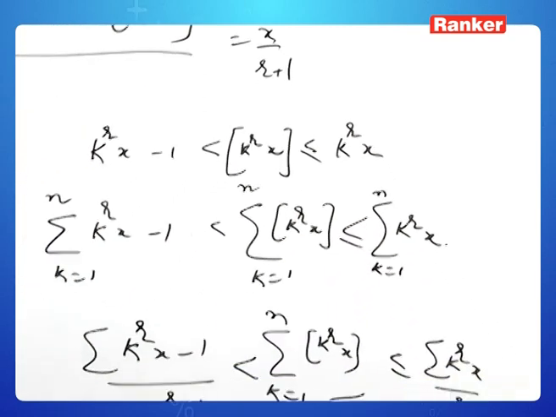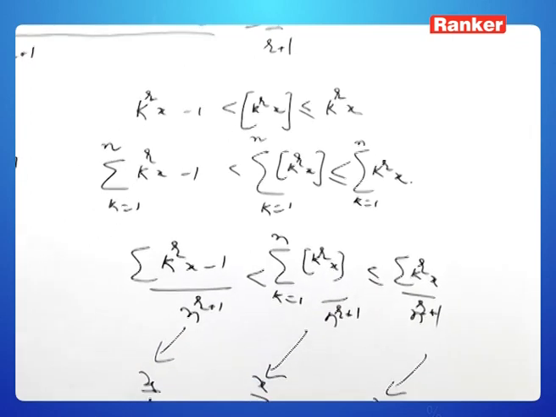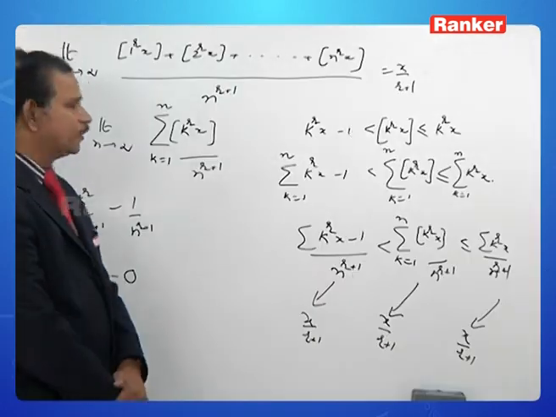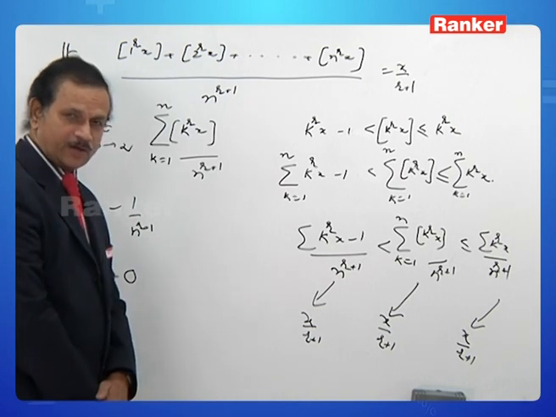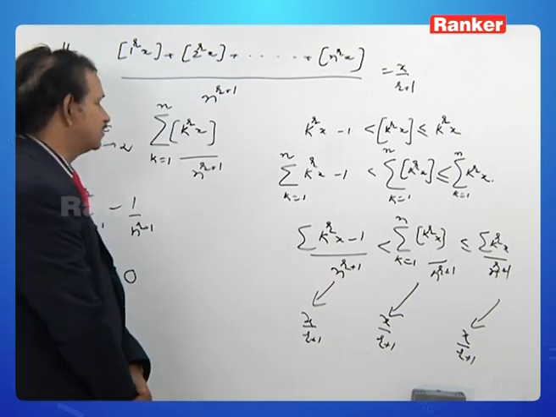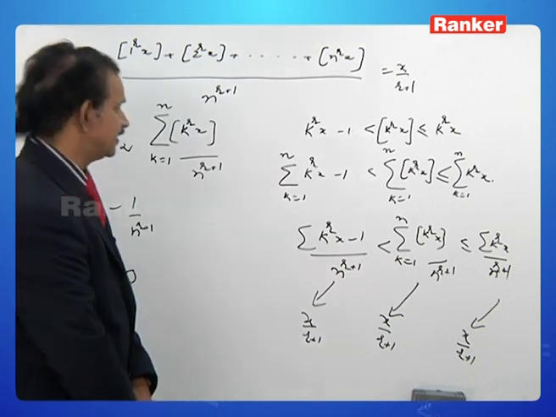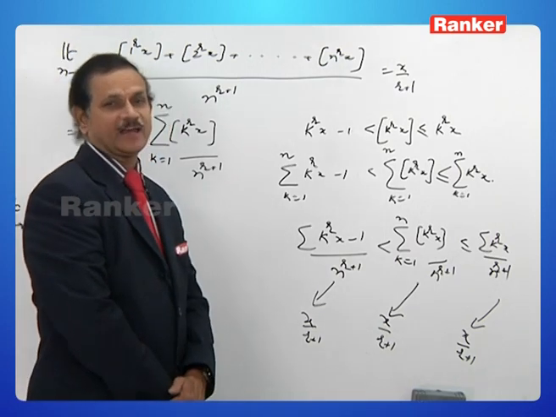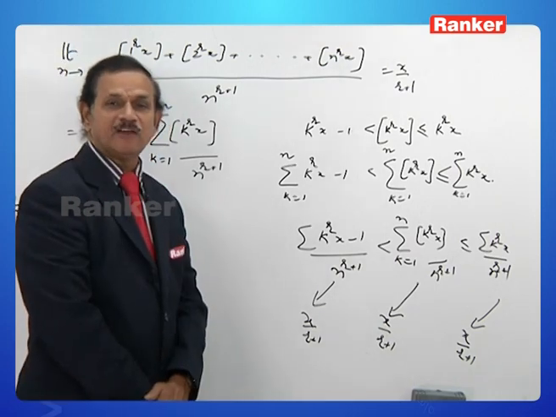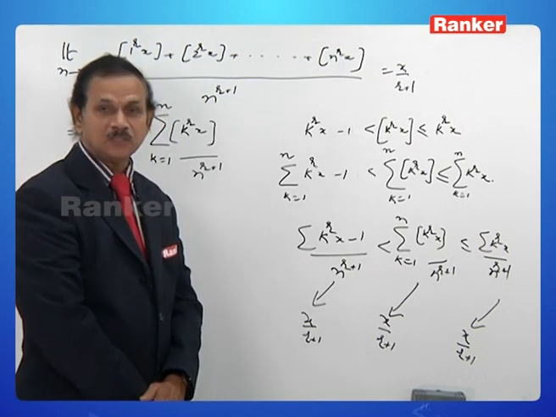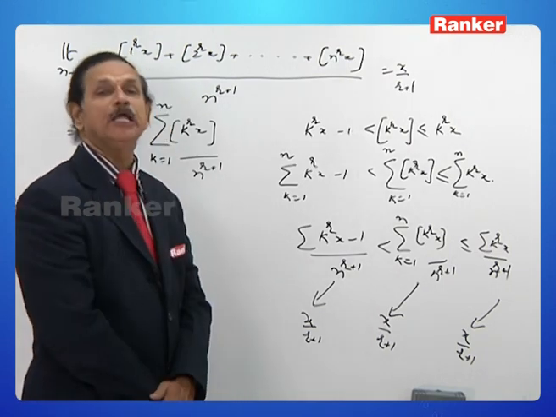And from this, we can observe so many limits. That is, the limit of the integral part of 1 square into x plus integral part of 2 square into x plus integral part of 3 square into x, etc., integral part of n square into x, divided by n cube. What will it be? It will be x by 3, as you are replacing r by 2.